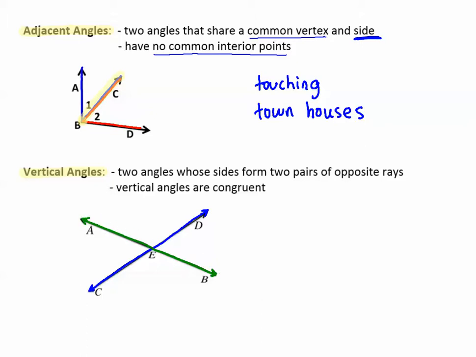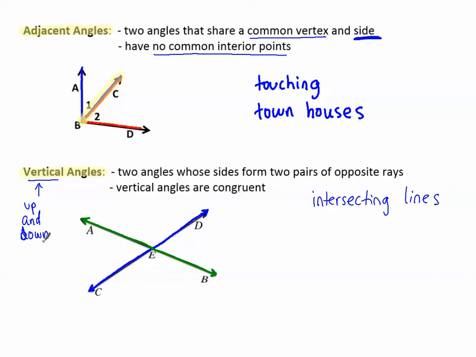So another way to think of opposite rays is that we think of intersecting lines. When we have intersecting lines, we get vertical angles. Remember that the word vertical means up and down.